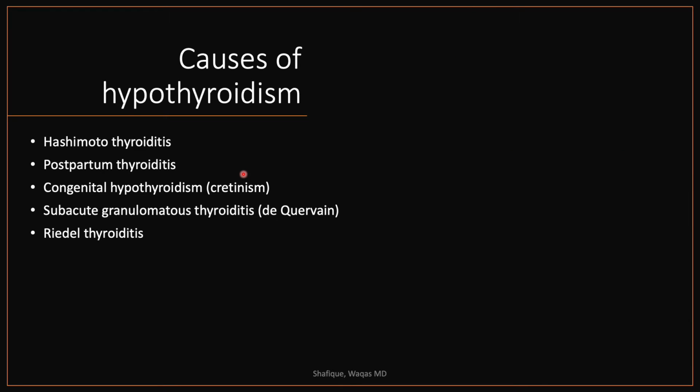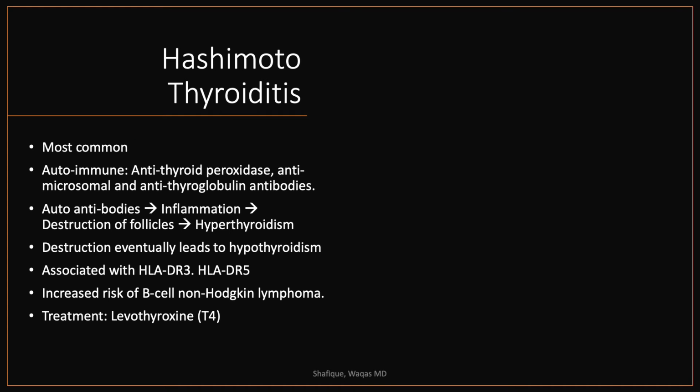There are several causes of hypothyroidism, and some include Hashimoto's, postpartum, congenital, subacute granulomatous thyroiditis, and Riedel thyroiditis. So Hashimoto's is the most common cause of hypothyroidism, and it's caused by an autoimmune disease. It's antibodies against your enzyme thyroid peroxidase and the microsomes and the thyroglobulin.